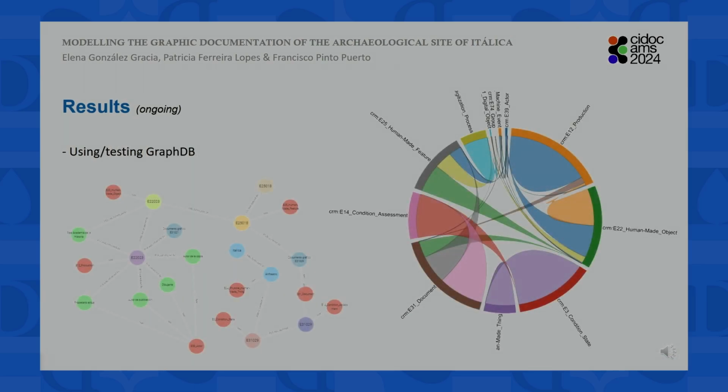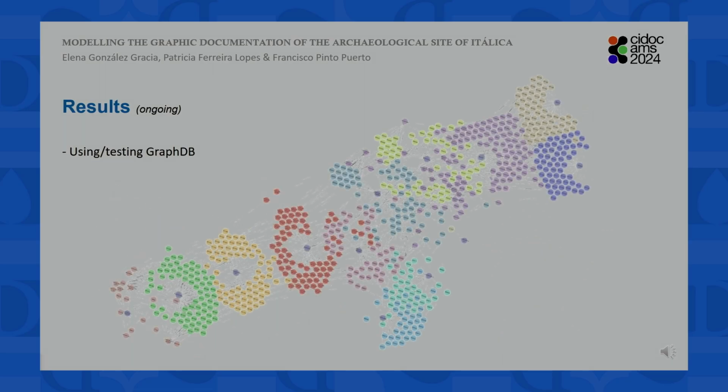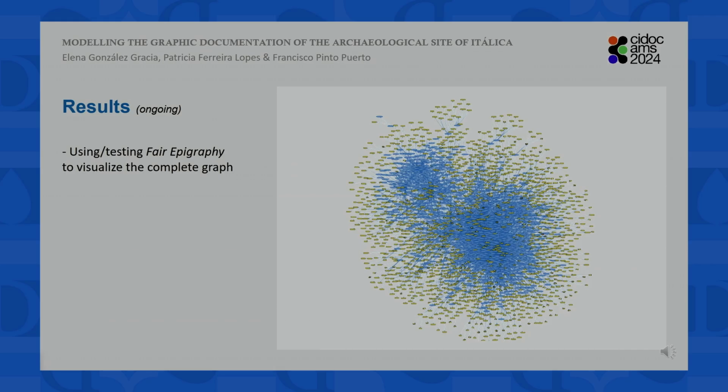In this slide, we can see some of the visualization that we have so far using GraphDB. And here is just part of the data that is represented. In this visualization, we can see a more complete graph of the model. Here, we can see a more complete visualization of the model. Here, we also start testing the visualization in the Fair Epigraph tool in order also to make some queries.